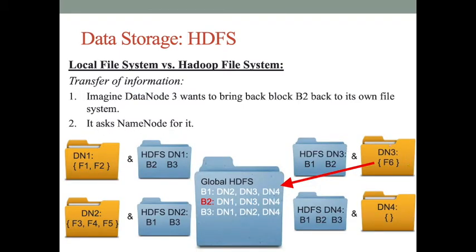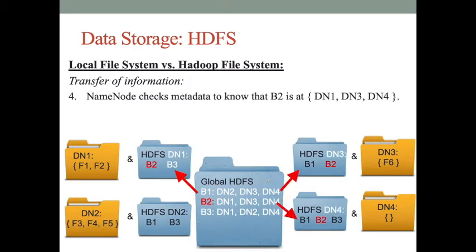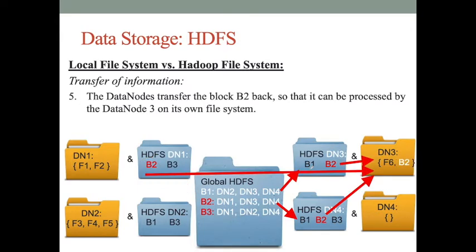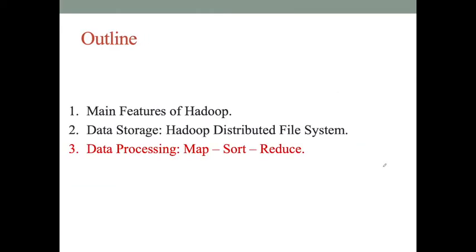For example, let's say that this particular node wants to get access to the file. Basically it's going to contact the name node in order to get that information. And then the name node is going to look for the particular data that we want, for example, B2, and then it's going to transfer that. And that's how it works.